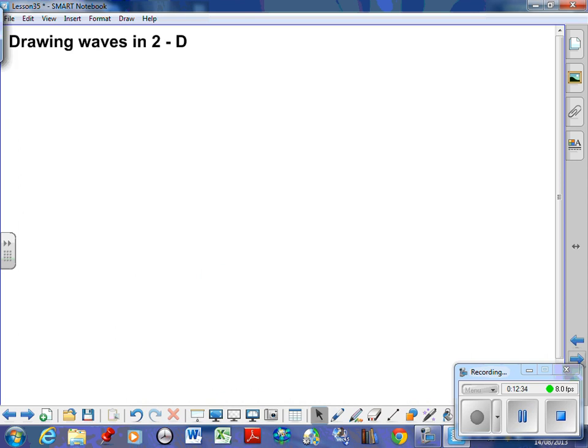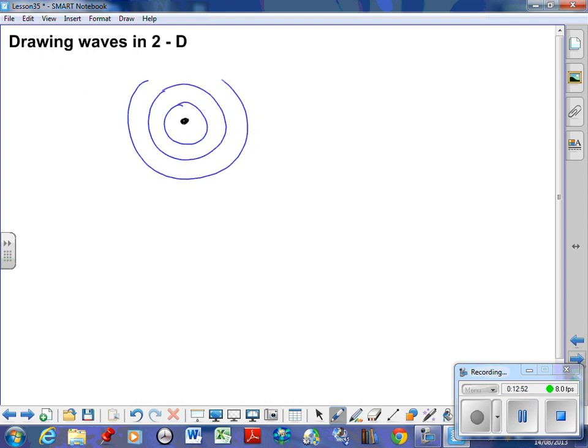So drawing waves in 2 dimensions. We talked about that, and if you haven't done the investigation, you will have to. For example, if I do a point source, I dip my finger in here, I would draw my waves like this. They would be heading outward. So those would represent the crests or troughs, but more often I have that represent the crests. I'm not going to bother drawing the troughs in because they're in between. And then I just put some directional arrows on to show where the waves are heading.